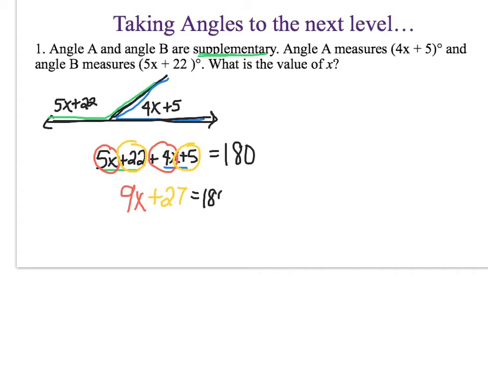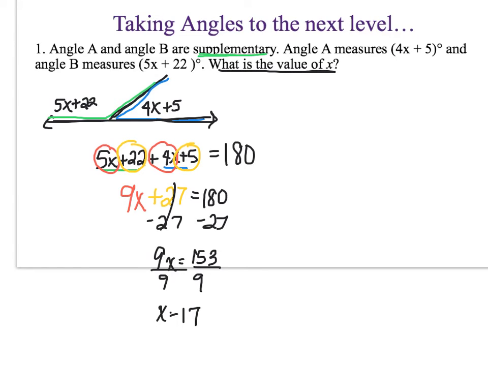180. From here, I'm going to go ahead and solve by subtracting 27 first from both sides. I'm left with 9x equals 153. Divide both sides by 9, and I get x equals 17. We go back to the question. That is what the question asked for, the value of x. So I am done with 17.